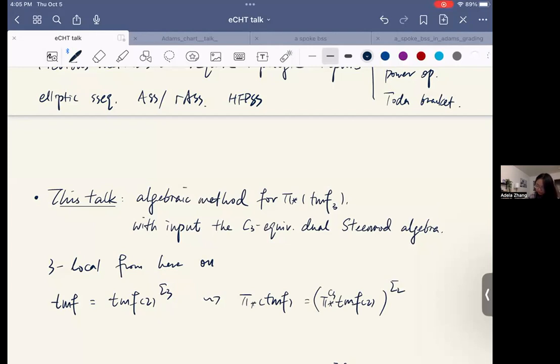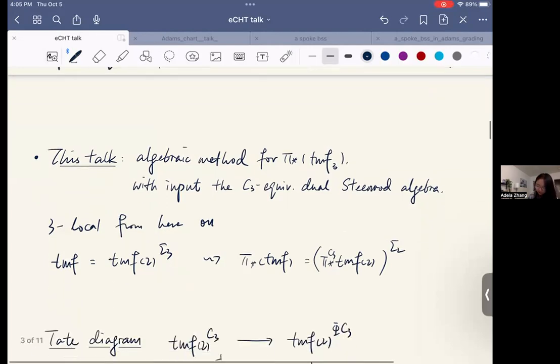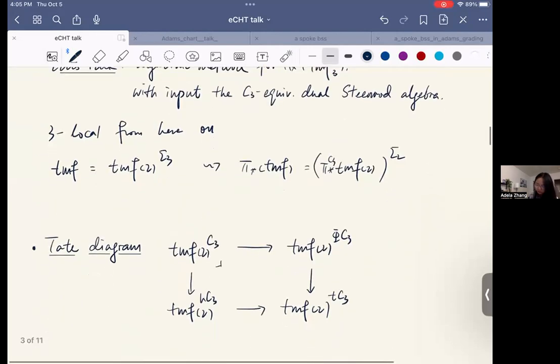While genuine fixed points are usually hard to work with, let's use the standard trick, which is the Tate diagram. We decompose the genuine C3 fixed points of TMF2 into the geometric fixed points, homotopy fixed points, and the Tate construction. The geometric fixed points turn out to split into a wedge of suspensions of F3, so this is F3 on a polynomial generator y in degree 6. And Tate is further inverting y.